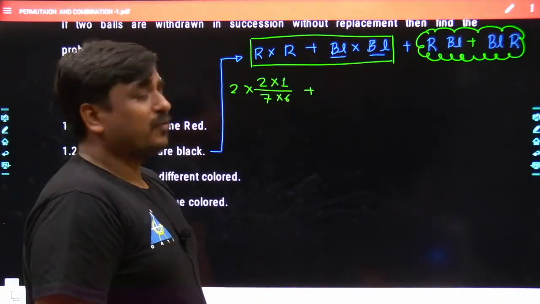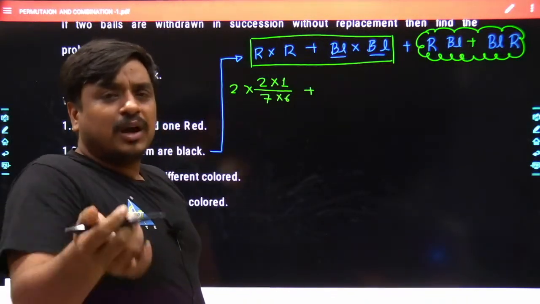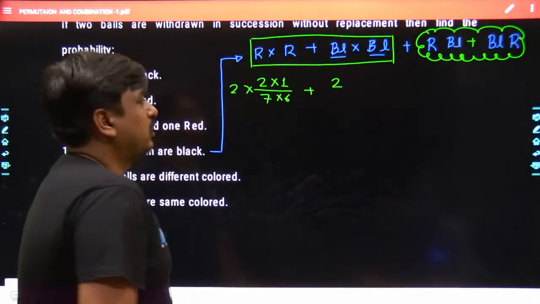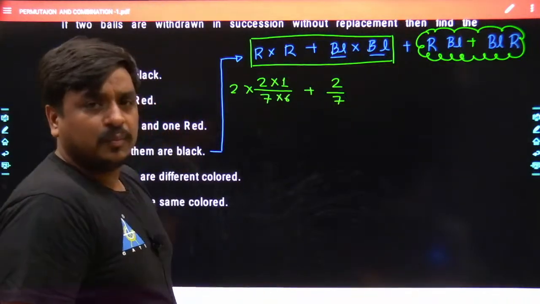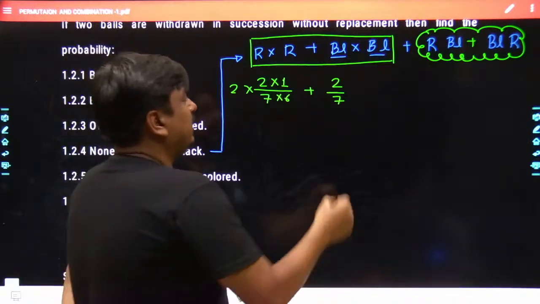So just focus on the red and then blue. May I know how many red balls you had? 2 red balls you had. You wanted to select one out of them. How many ways could you have done it? You could have done it in 2 different ways. Towards the denominator, a total of 7 balls we had. How many ways could one ball have been selected? 7 ways.